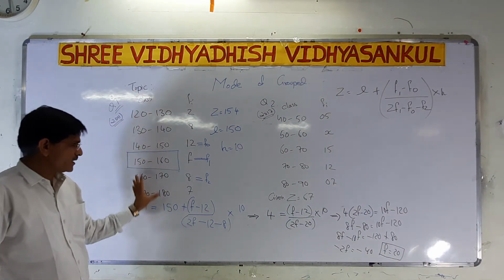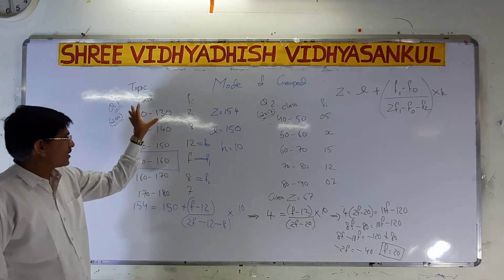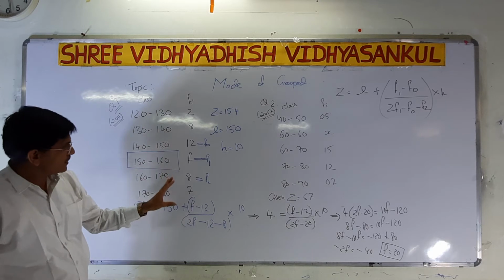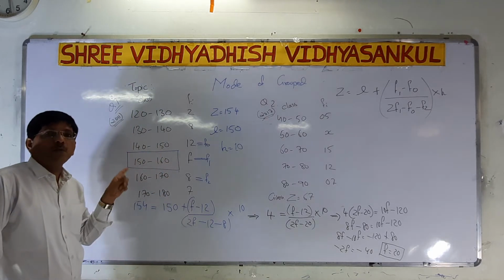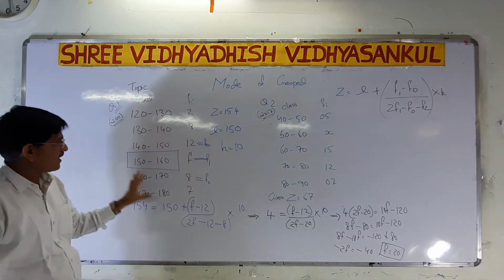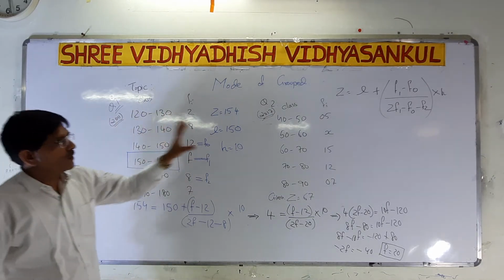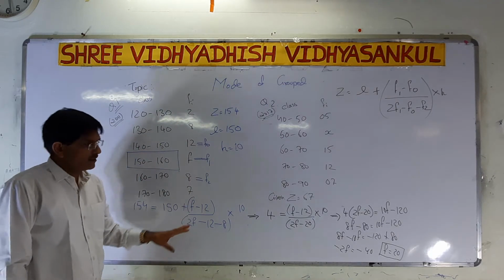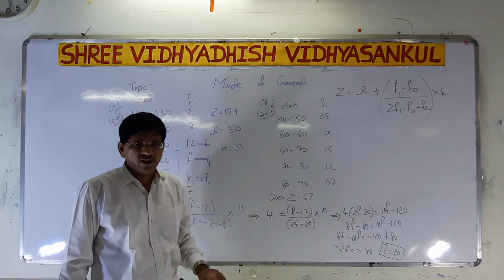First, draw this chart vertically: class, frequency, and modal class, with F1, F0, F2. You will get half marks for this. You will get half marks for the formula, half marks for putting in the values, and half marks for the calculation.